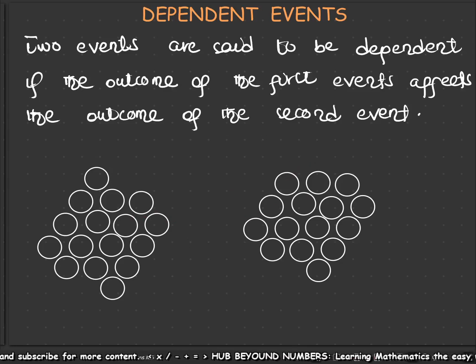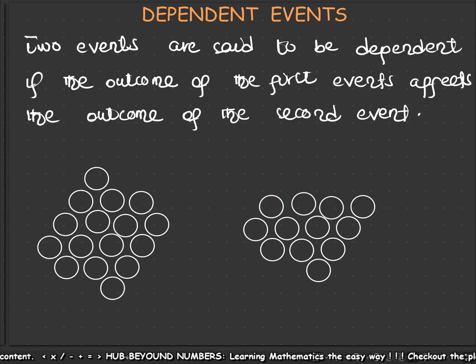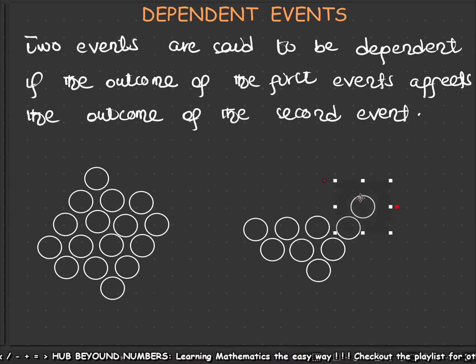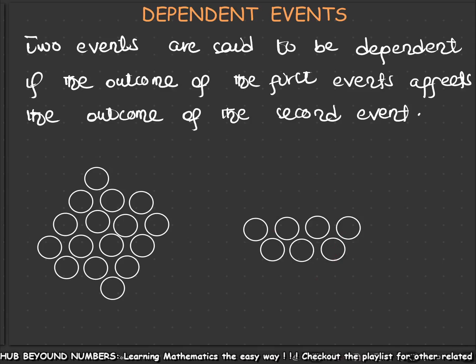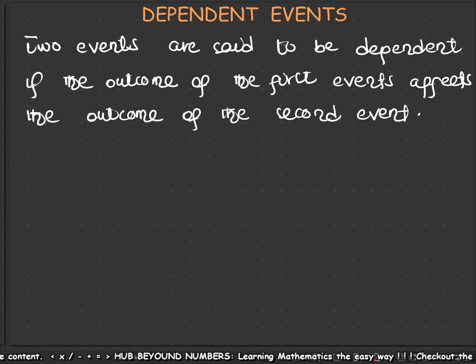Someone comes again and picks another one. Now, as the number of circles reduces, it also affects the sample space, that is, our possible outcomes that we can pick from. That is the whole basic idea of dependent events. You performing one experiment affects the other one as well. So we use the multiplication rule to solve these types of questions.